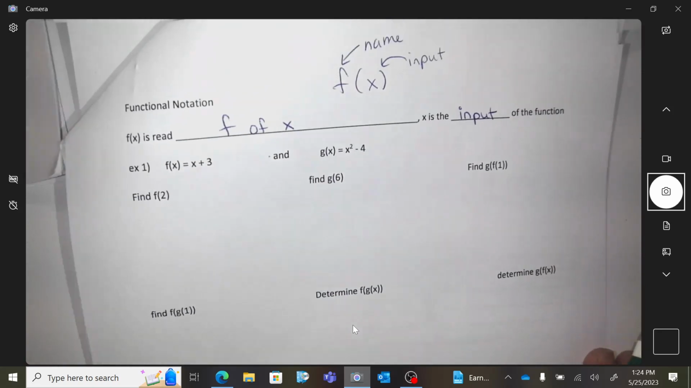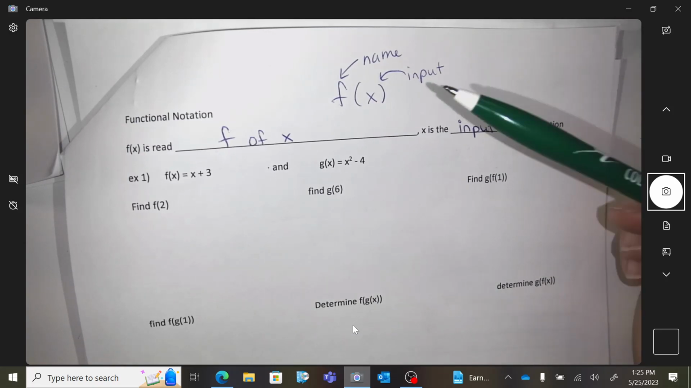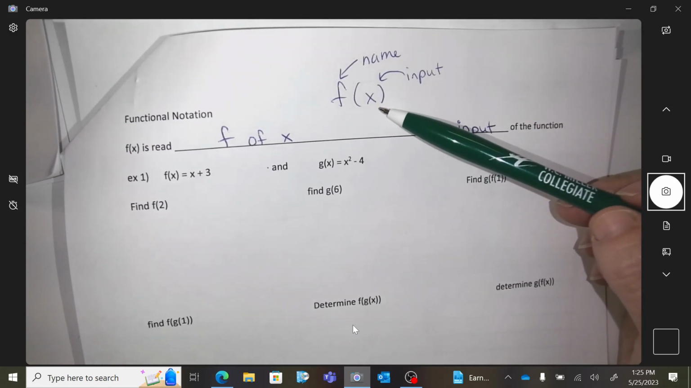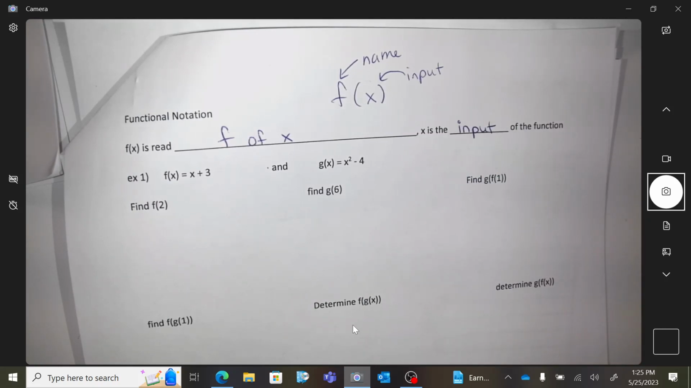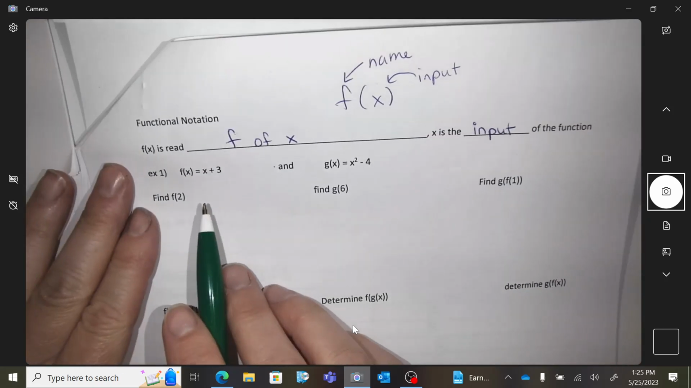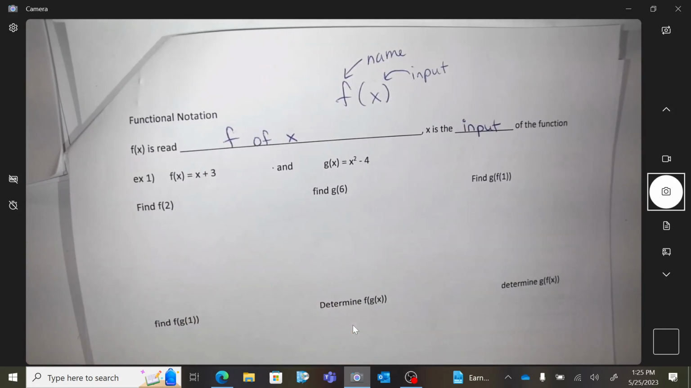Okay, so f is just a name. I can give a function any name I want. Usually you see f of x, sometimes you see g of x, h of x, whatever. Okay, those are some of the common ones. But whatever's in brackets is considered the input into the function. F of x, as we would know it, often just replaces the y.